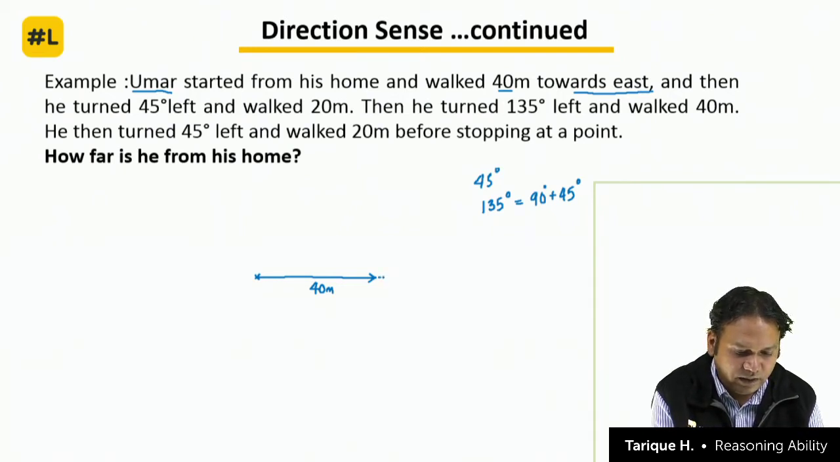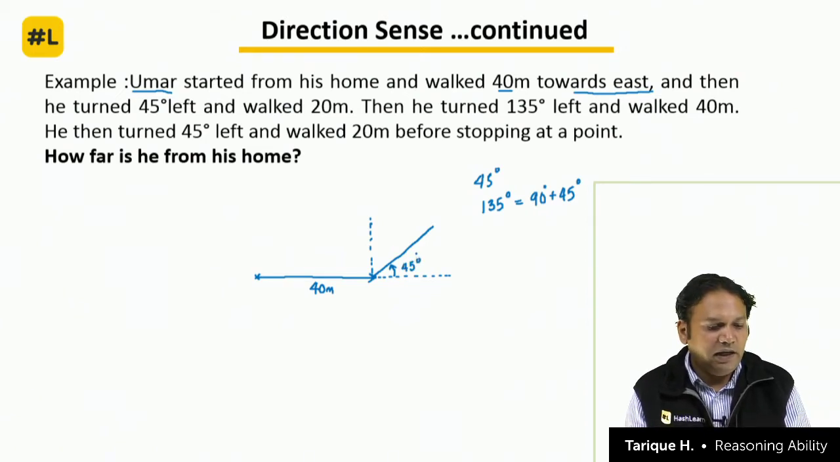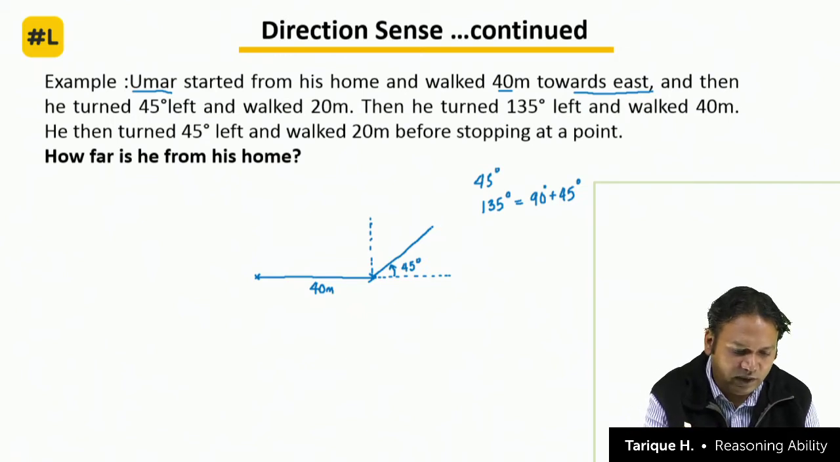You see here, if we say this is the line in which he was travelling, this would be 90 degrees left. So 45 degrees left means he is going in this direction. This is what we mean by 45 degrees left. He turned 45 degrees left and walked 20 meters. Let us say this is 20 meters.